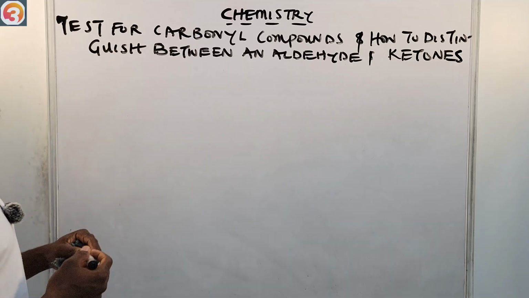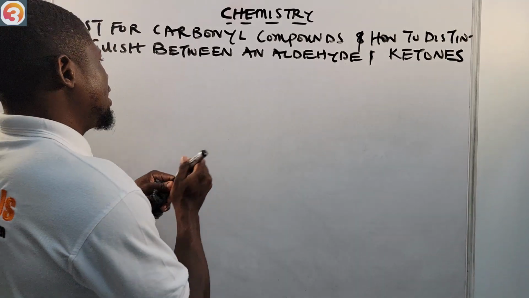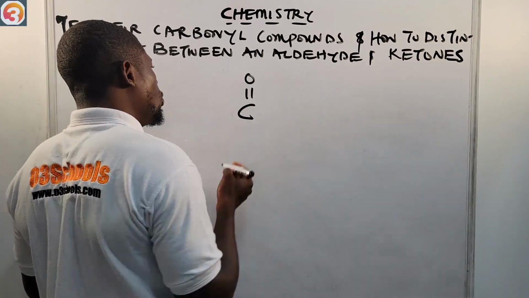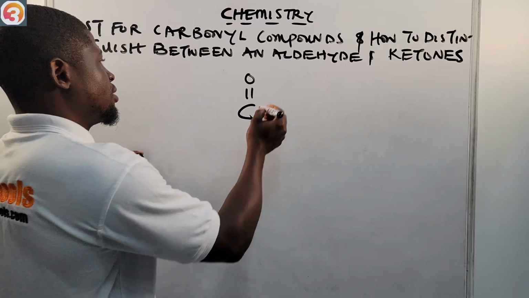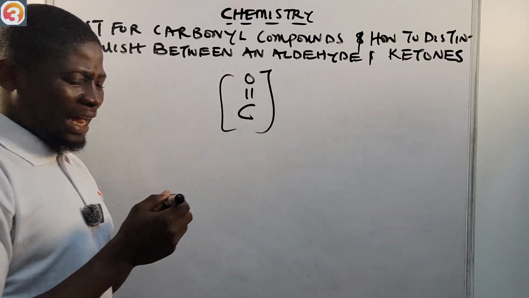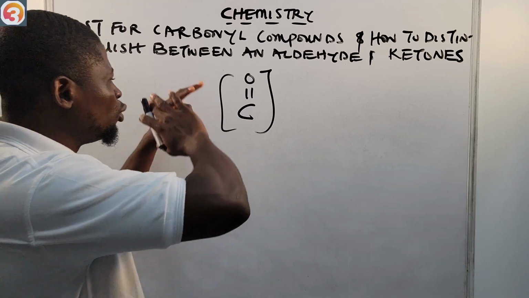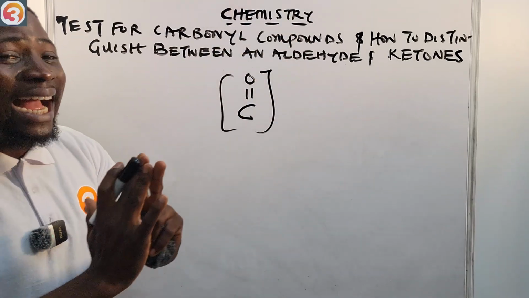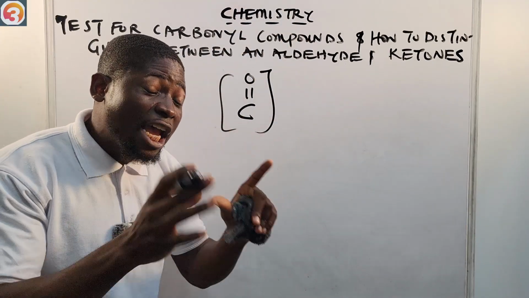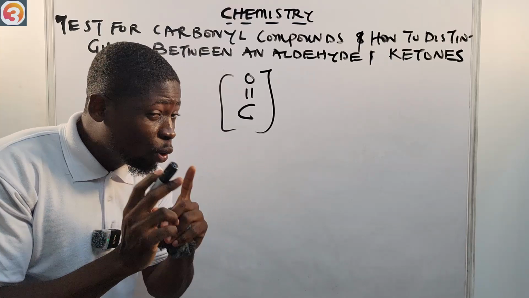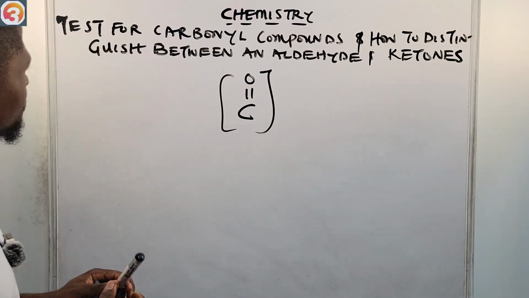Now let us see tests for carbonyl compounds. So we want to test for this group, C double bond O. Carbonyl compounds are compounds having this group in their formula, but specifically in this class we're talking about aldehydes and ketones. So anything we talk about here is for aldehydes and ketones. Do not include the other carbonyls. So now let us continue.